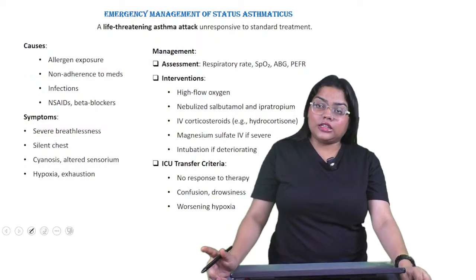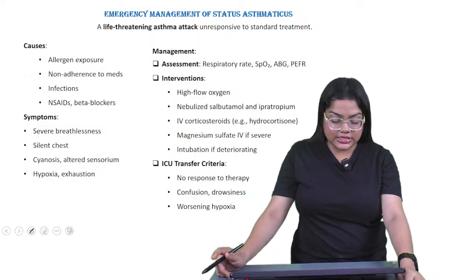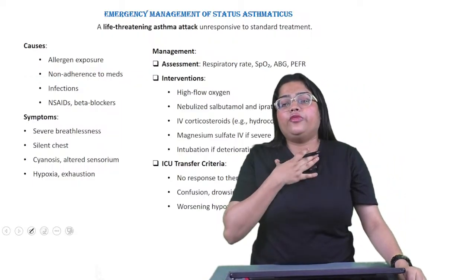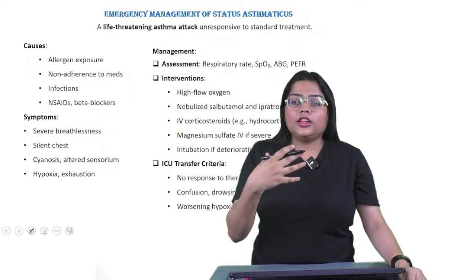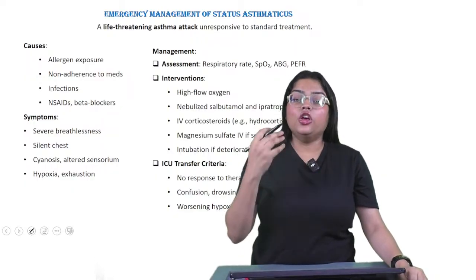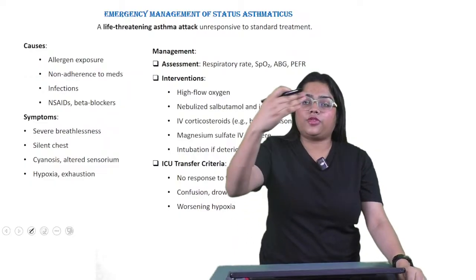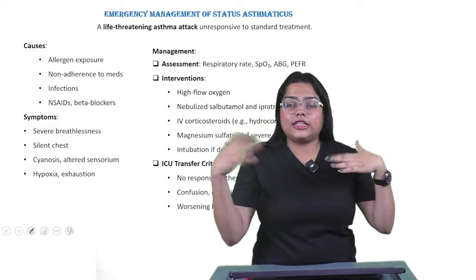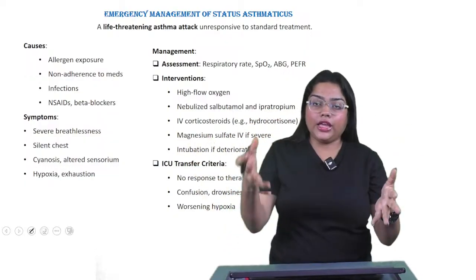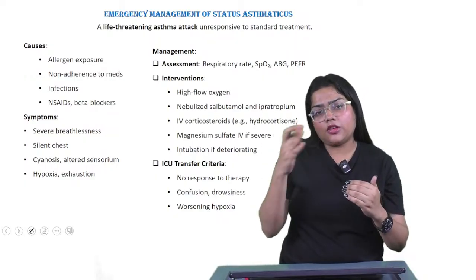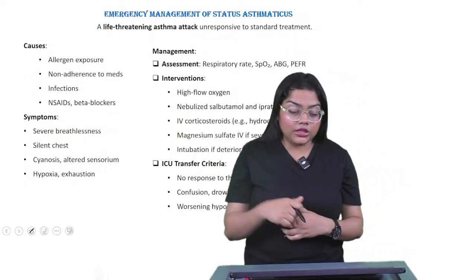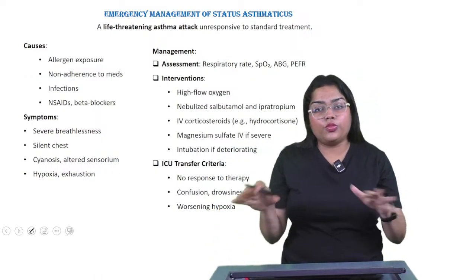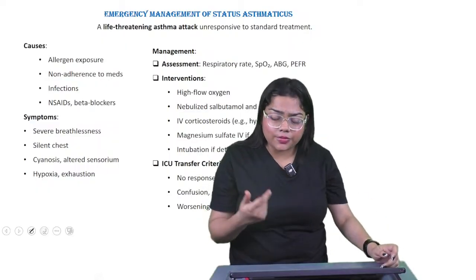Next are the symptoms. The symptoms are severe breathlessness and a silent chest. Silent chest in the sense that when we inhale, our chest moves outward, and when we exhale, the chest moves inward. So there is a movement in our chest, right? But in a patient with status asthmaticus there will be a silent chest. There will be no movement, because they are having severe breathlessness.